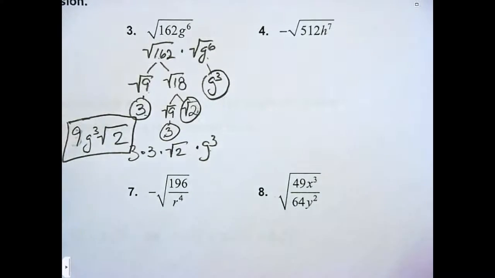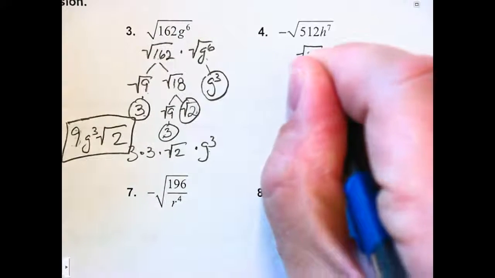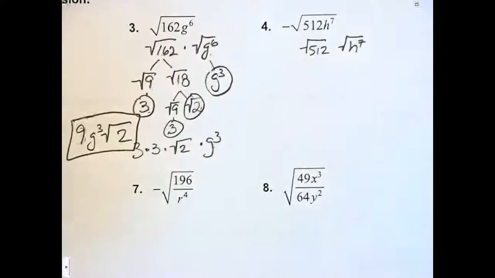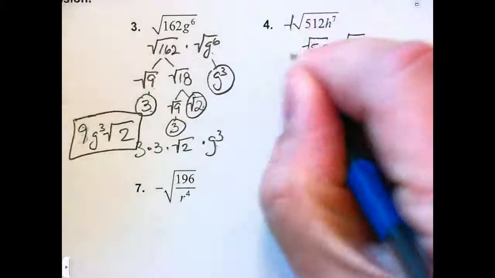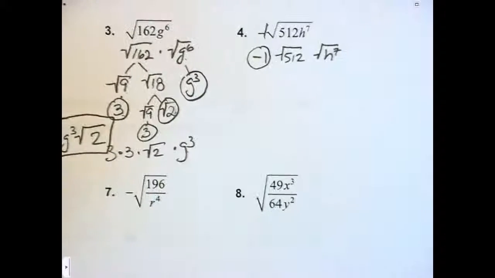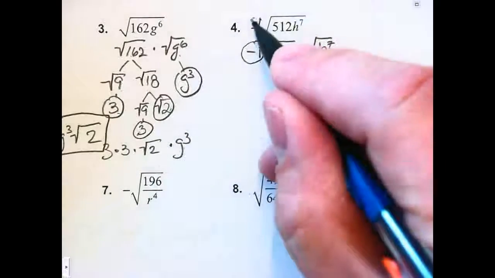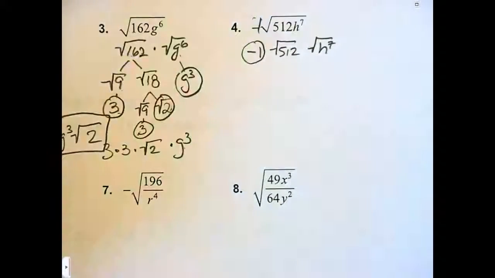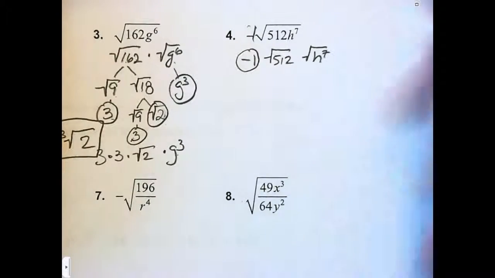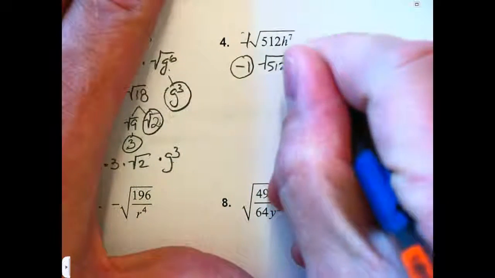Negative, 512, h to the 7th. Yep. Okay, one of them is 512. One of them is h to the 7th. What's the other one? Negative 1 is out in front. So we're already done with negative 1. We circle it. We ignore it now. That negative just means negative 1. We use it at the very end. We don't deal with any more of it. Let's go on to the variable real quick since we've just been dealing with variables.